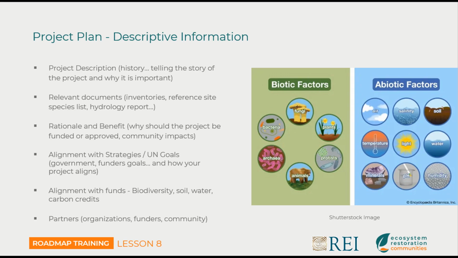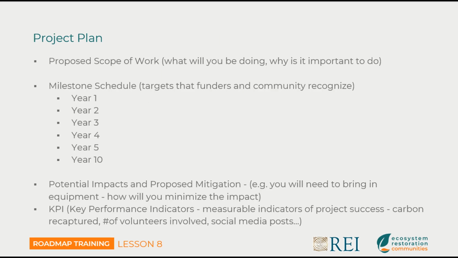Alignment with strategies: what are the UN goals? What are the local government goals? What are your funders' goals, and how does your project align to them? This is especially important for funders and for the community to understand how you are aligned with all these different goals that are happening in the larger community. Alignment with funds: biodiversity, soil, water, carbon credits. How are you aligning with these different funds? It's really important. Partners: what are your partner organizations? What are your funders? What are the communities that are involved? You need to record that, keep track of it.